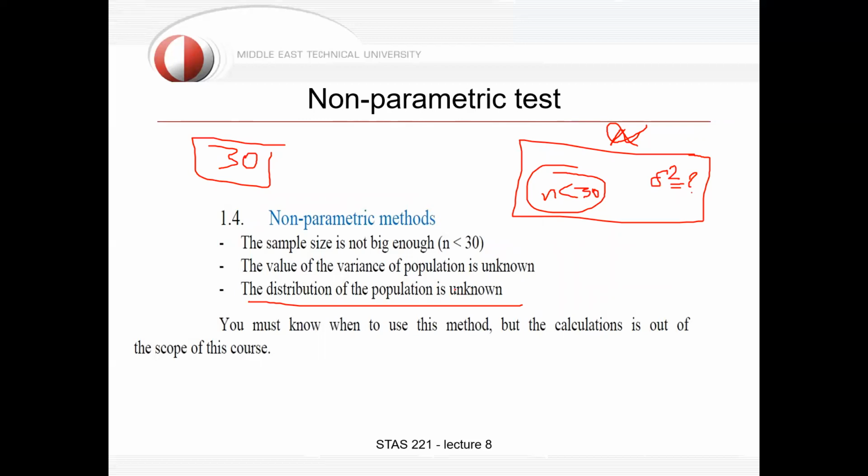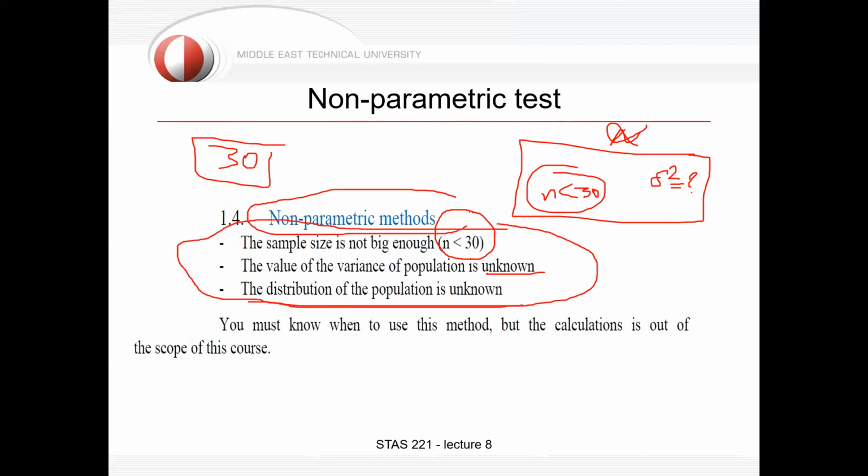And so if I had this information that the population distribution was normal distribution, then in that case, I could use t distribution. But here, I don't know about the population distribution. So the value of the variance of population is unknown. If it was known, then I could use the first case. The sample size is not big enough. If it was, I could use CLT. So because we have too many problems here, the only way to solve it is using non-parametric methods.